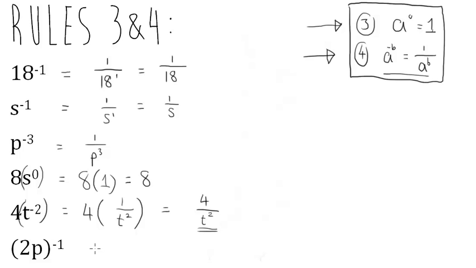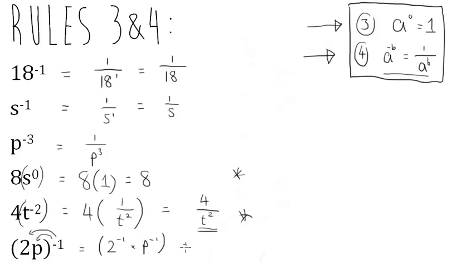And the final question here is 2p to the minus 1. Now in this case, it's different from these top two, okay, in the sense that the power of minus 1 applies to both things in the bracket. Okay, so we can do them separately. So what's 2 to the power of minus 1? Well, actually, if I write it out, just so we can see what we're doing, that is equal to 2 to the power of minus 1 multiplied by p to the power of minus 1, okay?